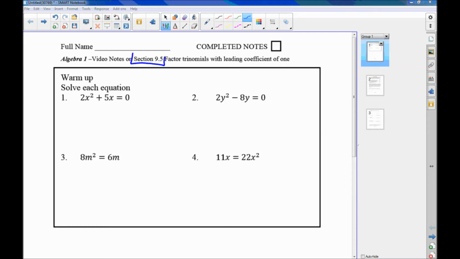Today we are covering section 9.5, factor trinomials with a leading coefficient of 1. So we'll talk about what this means in just a minute.